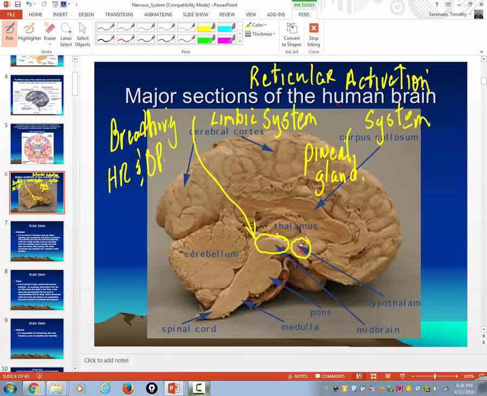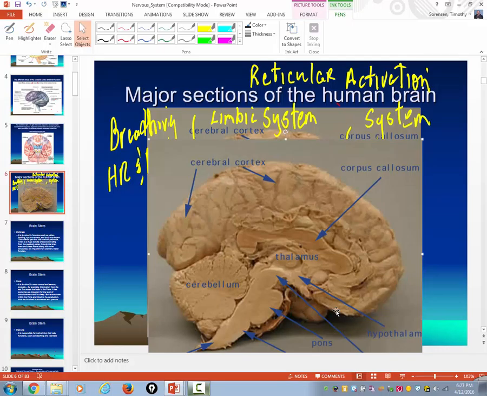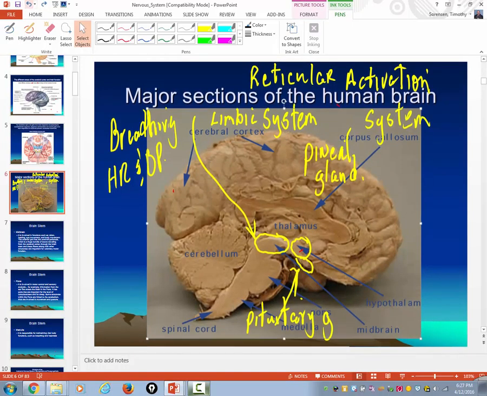Then you have the hypothalamus. Do I have to describe that? No, I don't. We went over that. Controls hunger, temperature, thirst. One thing I would like to say about the hypothalamus is the hypothalamus is intimately connected to this little dingleberry that hangs at the base of your brain. That little dingleberry is called the pituitary gland.